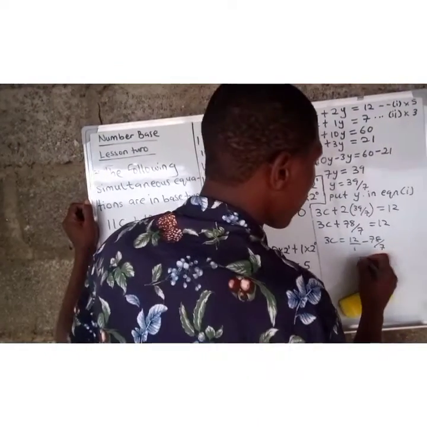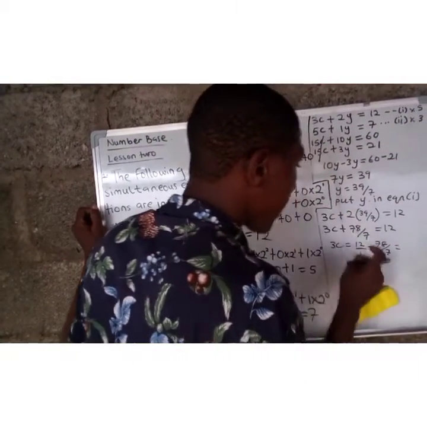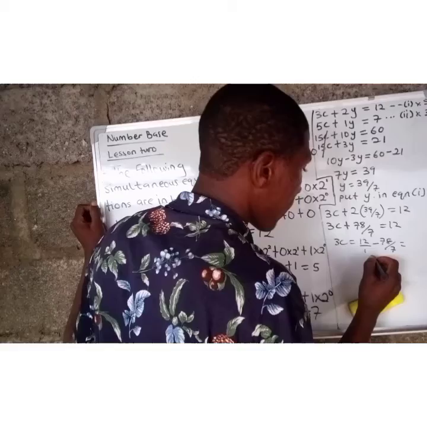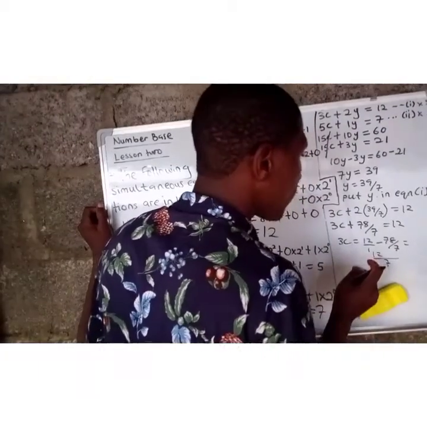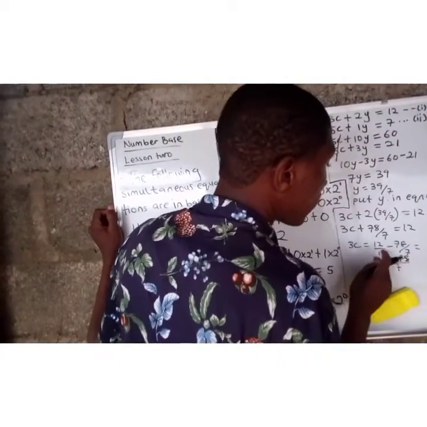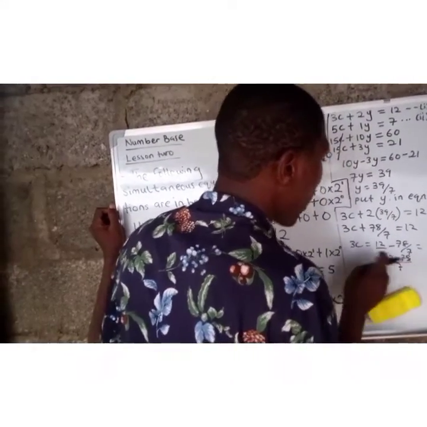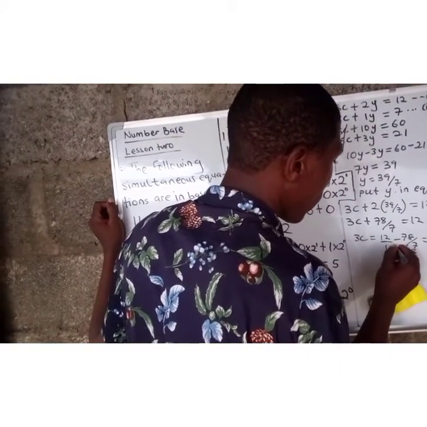If I look for the LCM of this, 7 is the LCM. 7 divided by 1 will give me 7 times 12. 7 divided by 7 is 1 times 78, minus 78. 7 divided by 1 is 7. 7 times 12 is 84 actually. 84.